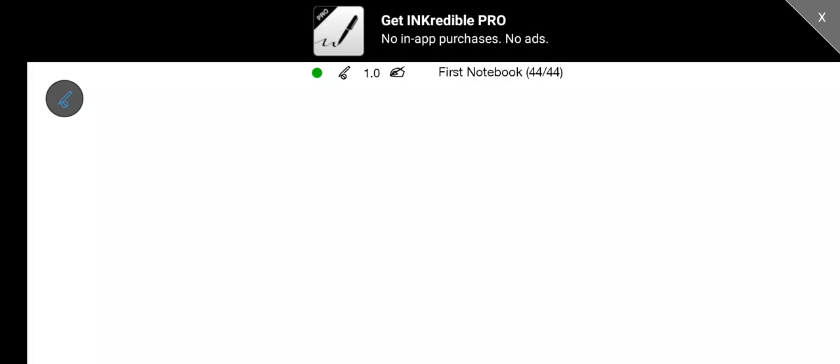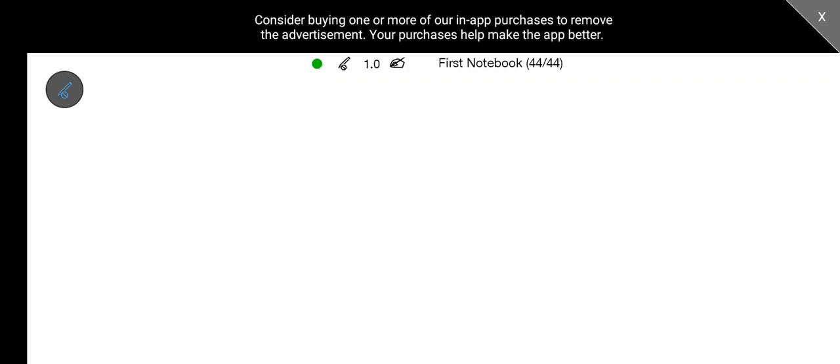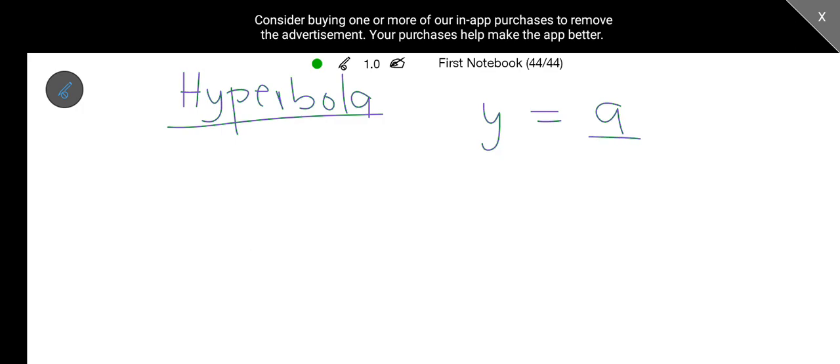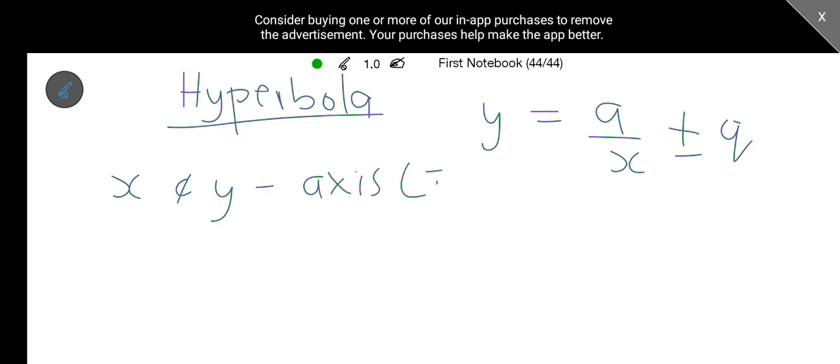In this lesson, we'll be doing an introduction to the hyperbolic function, also known as the hyperbola. The basic form of a hyperbola that has not been transformed or shifted is given in the form y is equal to a over x plus or minus q. Now, x and y stand for the axes, or rather the intercepts.